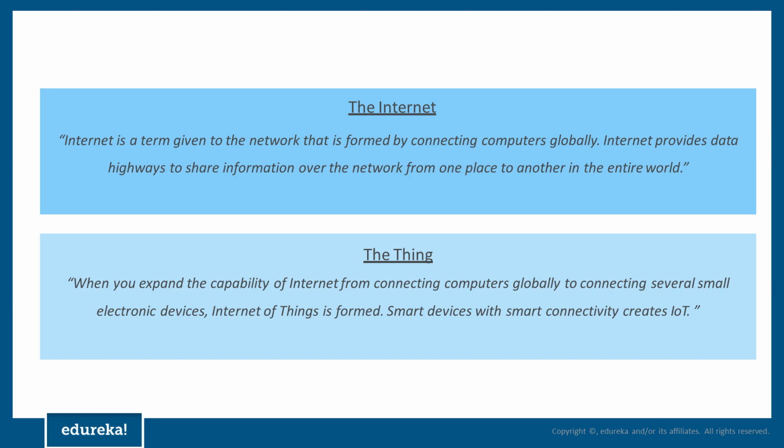Internet, we all know, right? It's a term given to the network that is formed by connecting computers. So when you expand the capability of the internet from connecting computers, what is happening? Today, the only thing connected to the internet is computers. But then there are very small sensors.